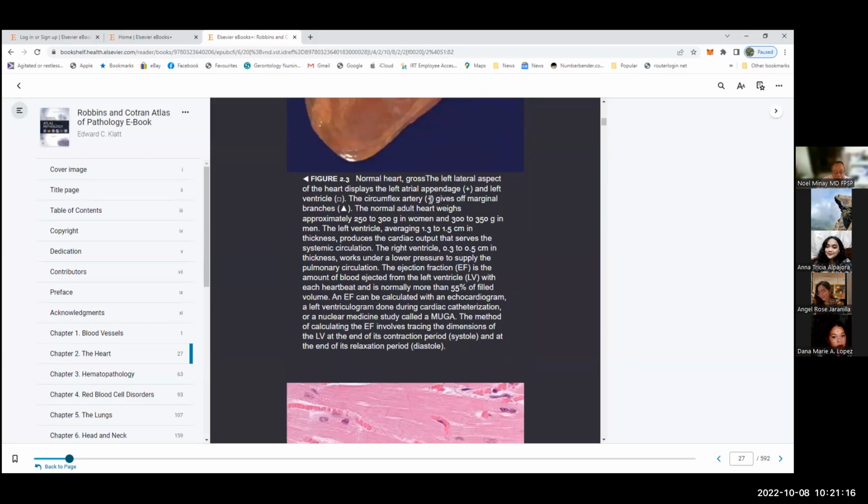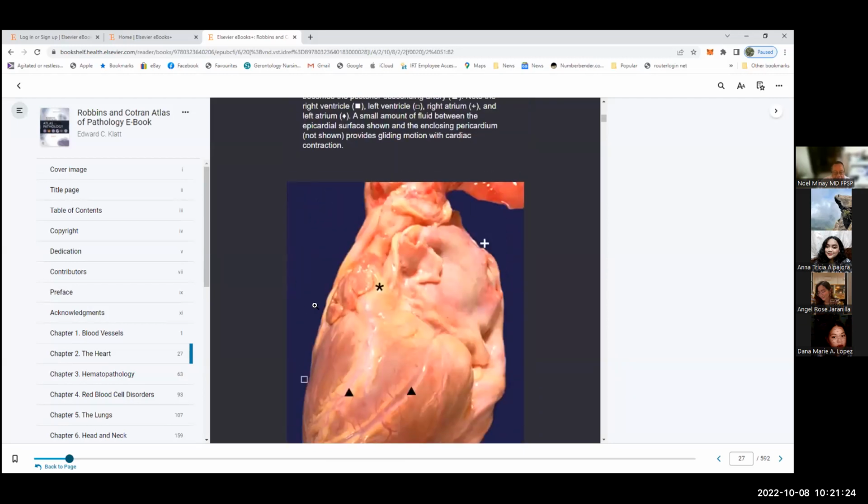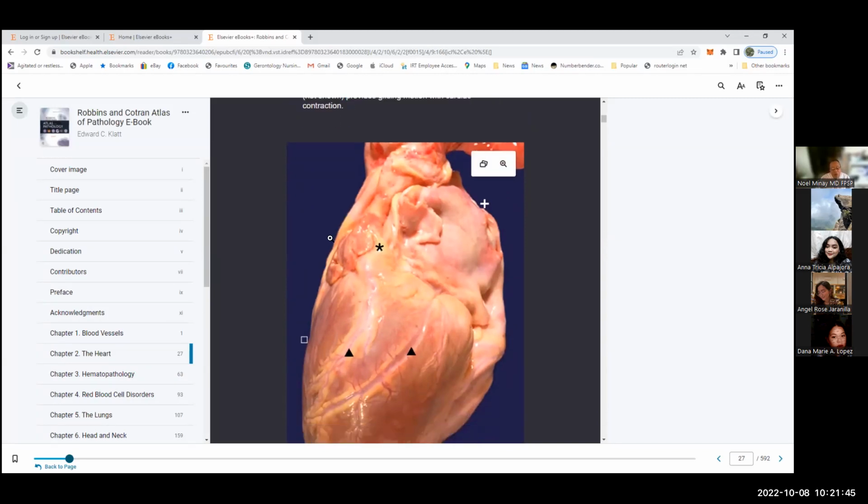Gives off marginal branches, circumflex artery. So, dito nanggagaling yung arteries. Papunta dyan. Umiikot yan dyan sa ilalim. Etong dilaw na to, yan yung taba ng heart. Etong mapupula, yan na yung laman ng heart. Okay ba yon?